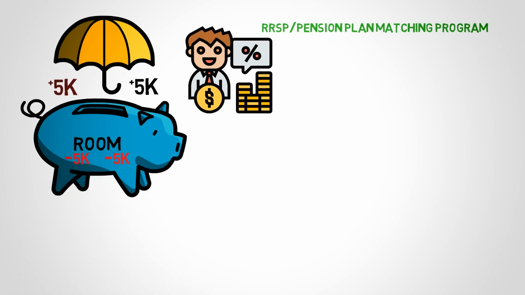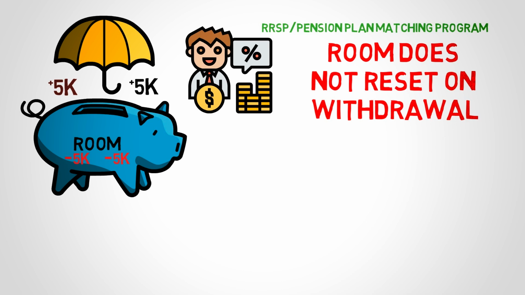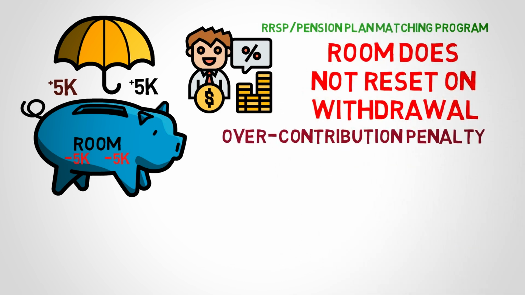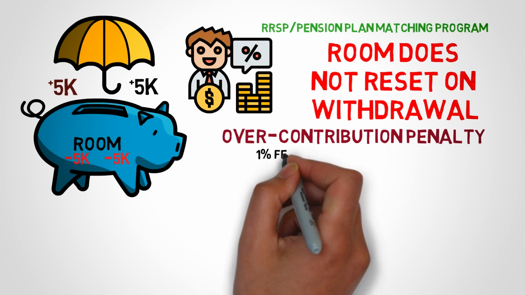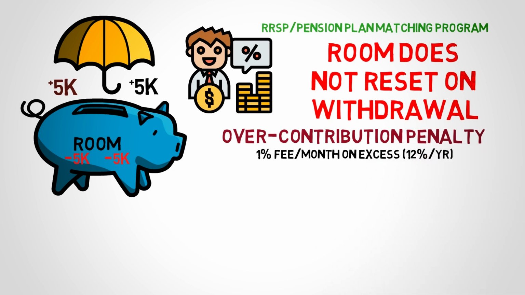And unlike tax-free savings, once you take out from your RRSP, the room won't reset. Now you want to make sure you record every single RRSP contribution because you don't want to exceed your available room, because if you do, there are penalties. If you exceed your RRSP contribution room, you will be charged a 1% fee every single month on this excess amount. This equates to a 12% annual fee, which is a painful pill to swallow.